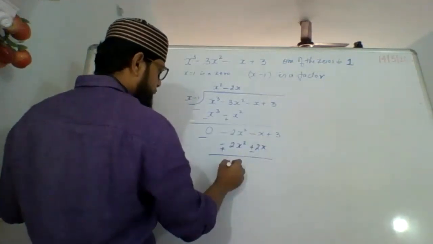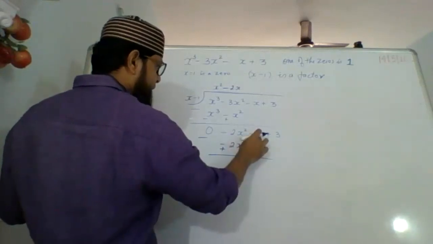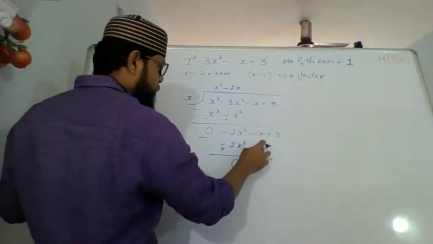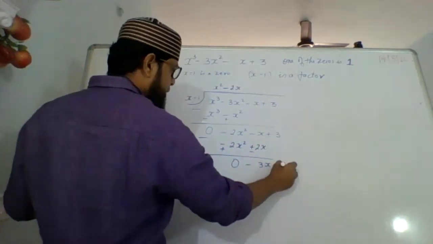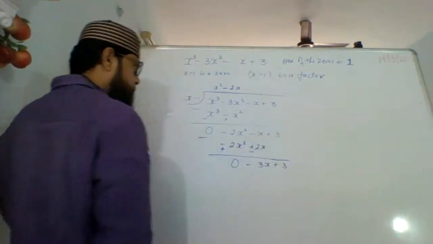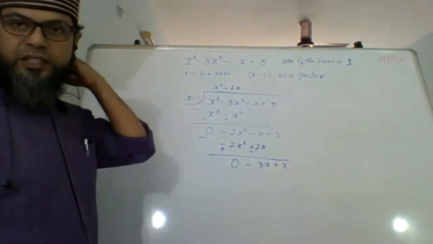Minus 2x square plus 2x square is 0. Minus x minus 2x is minus 3x. Bring this 3 as it is.